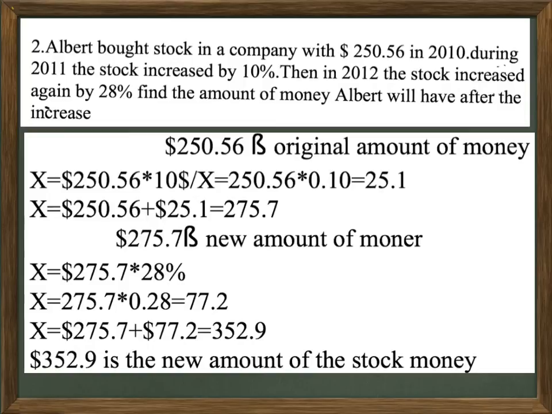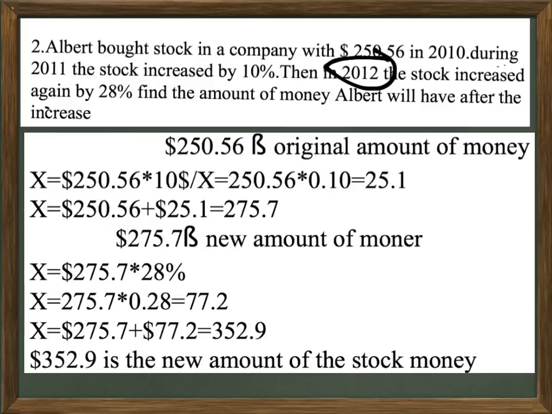So Albert bought a stock in a company with $250.56 in 2010. During 2011, the stock increased by 10%. Then in 2012, the stock increased again by 28%. Find the amount of money Albert will have after the increase. So I bought it with $250 in 2010. But then a year after, it increased by 10%. And then again, a year after, it increased 28% more.